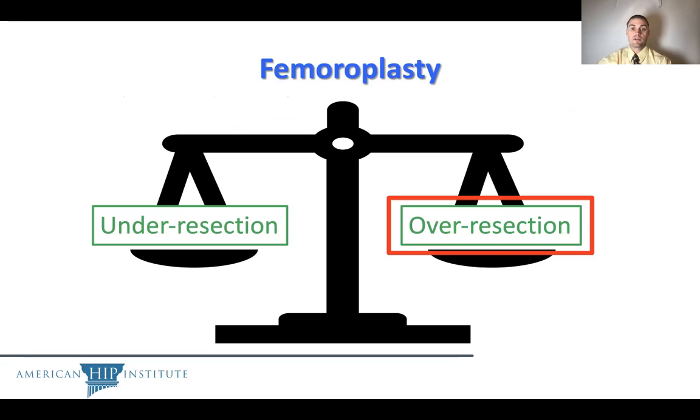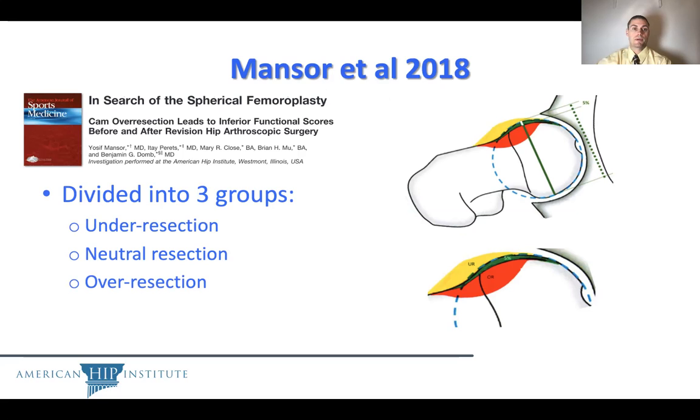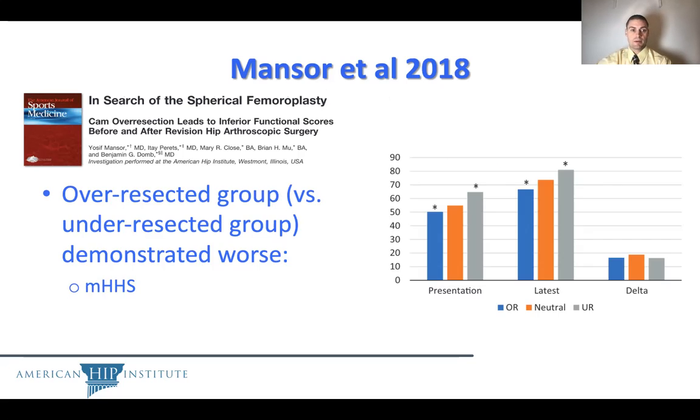What about the other side of the coin, an over resection? We attempted to answer this question at our institution as well in another study, this time involving patients that underwent revision hip arthroscopy. In this study, patients were divided into three groups, an under-resected group, a neutral resection group, and an over-resected group. And this was defined by plus or minus 5% of the femoral head diameter.